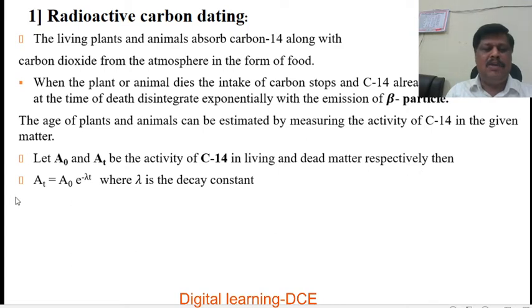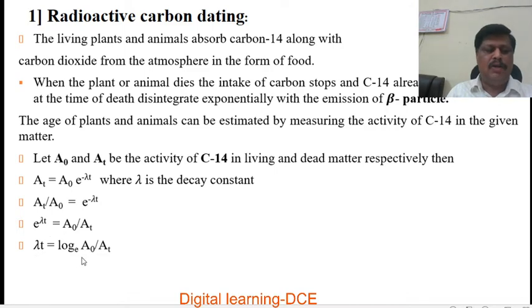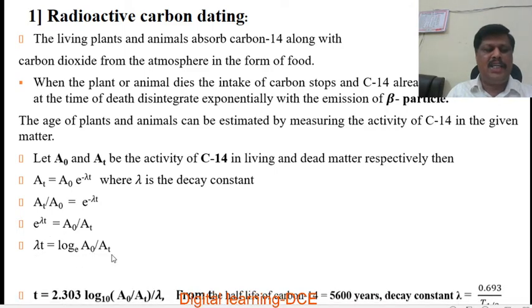Then we already know that activity can be represented as AT equals A0 times e to the power of minus lambda T, where lambda is the decay constant. So by dividing AT by A0 is equal to e to the power of minus lambda T, or taking the reciprocal, A0 by AT is equal to e to the power of lambda T. Or take log on both sides, we get lambda T is equal to log base e of A0 by AT.